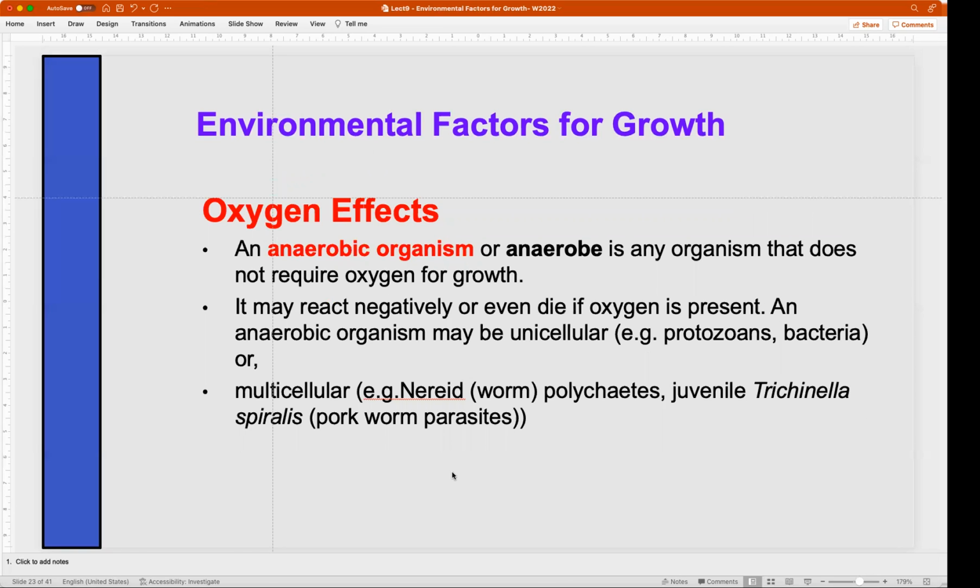Next slide here, oxygen effects. An anaerobic organism or anaerobe is an organism that does not require oxygen for growth. It reacts negatively or can die if it's present. It says here, an anaerobic organism can be unicellular. It could be a protozoan, one of these things that live in water that are totally eukaryotic, or it could be a bacteria, or it could be a worm, or some sort of parasite.